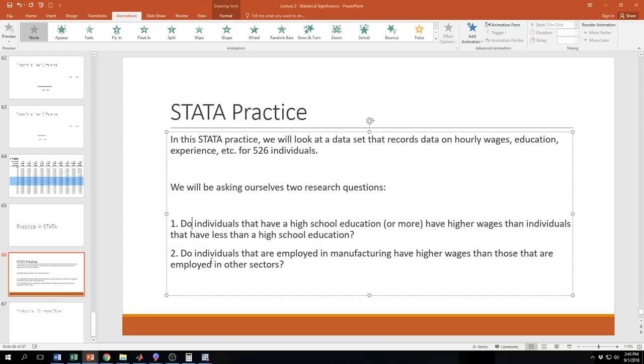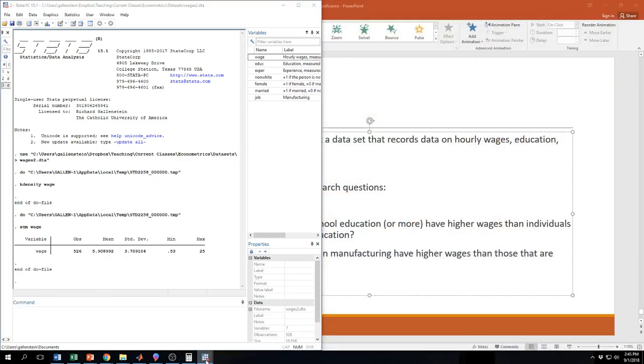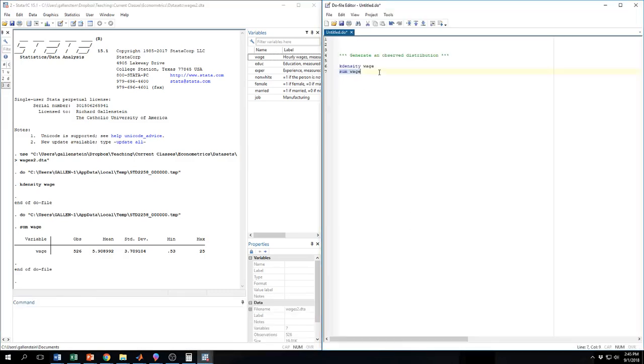So let's open up Stata. We already opened up Stata before, so let's go back in and let's begin the process. So let's write down 2 research questions. Question number 1.